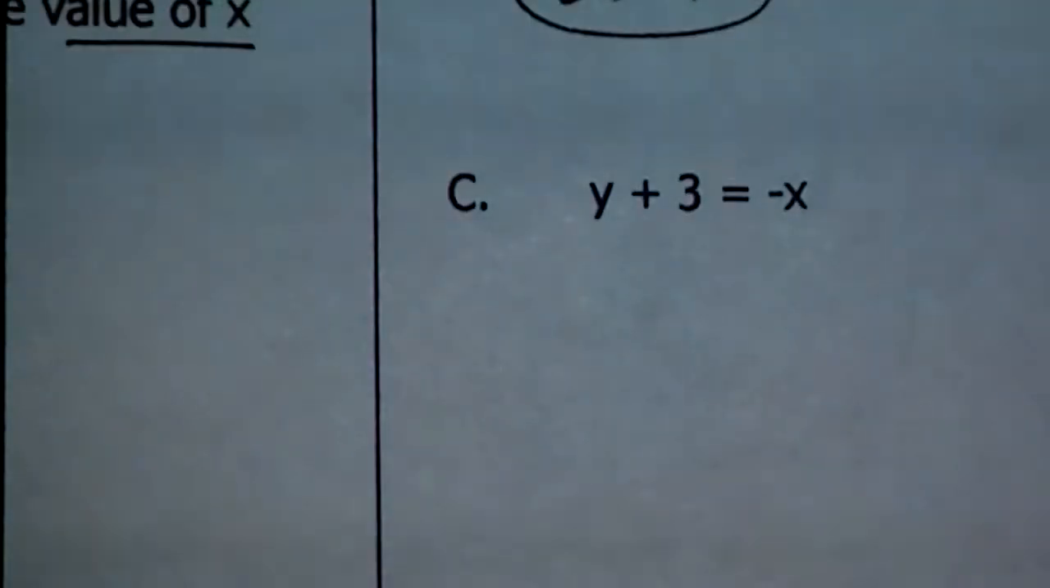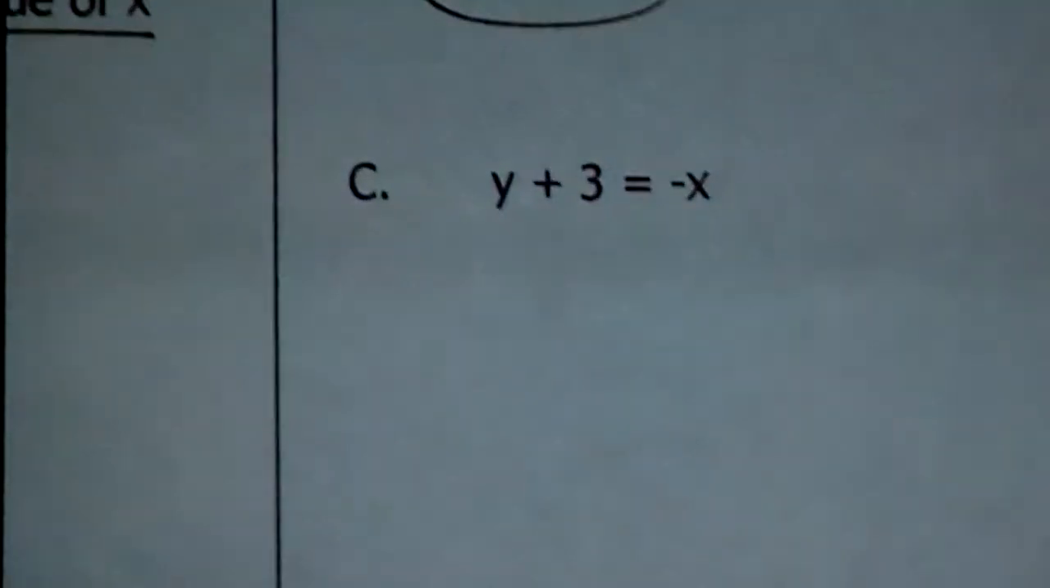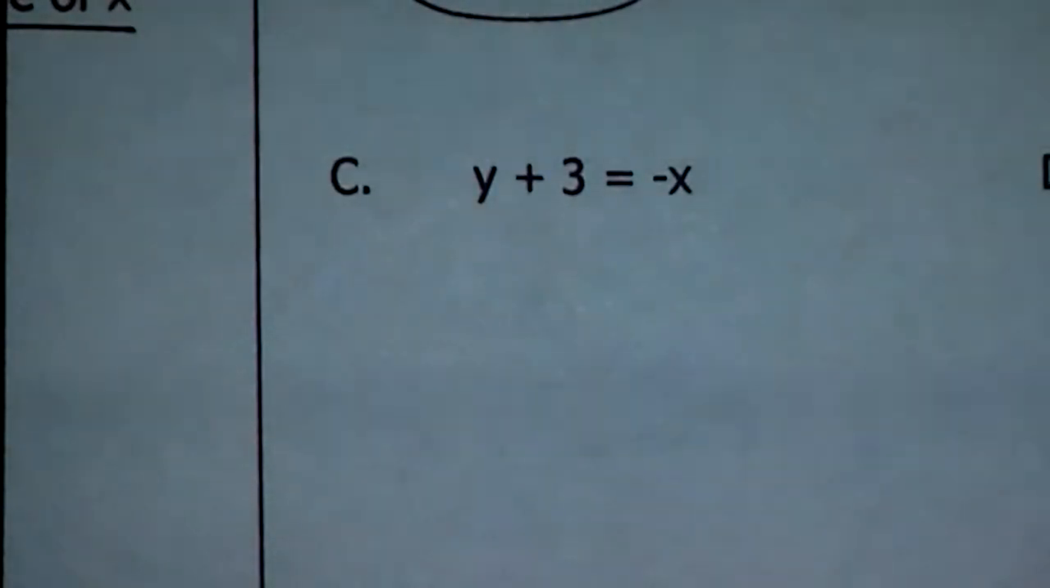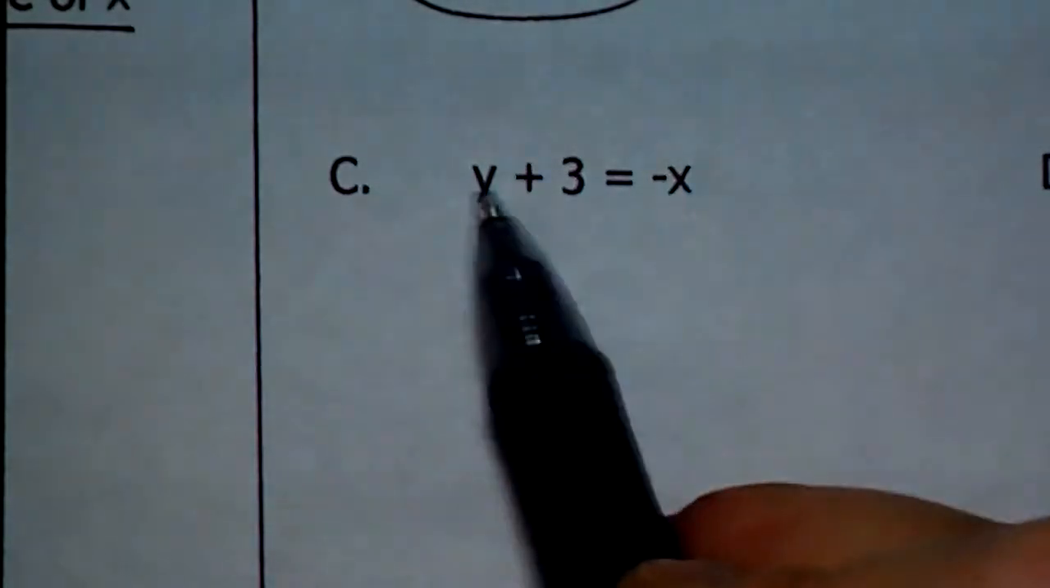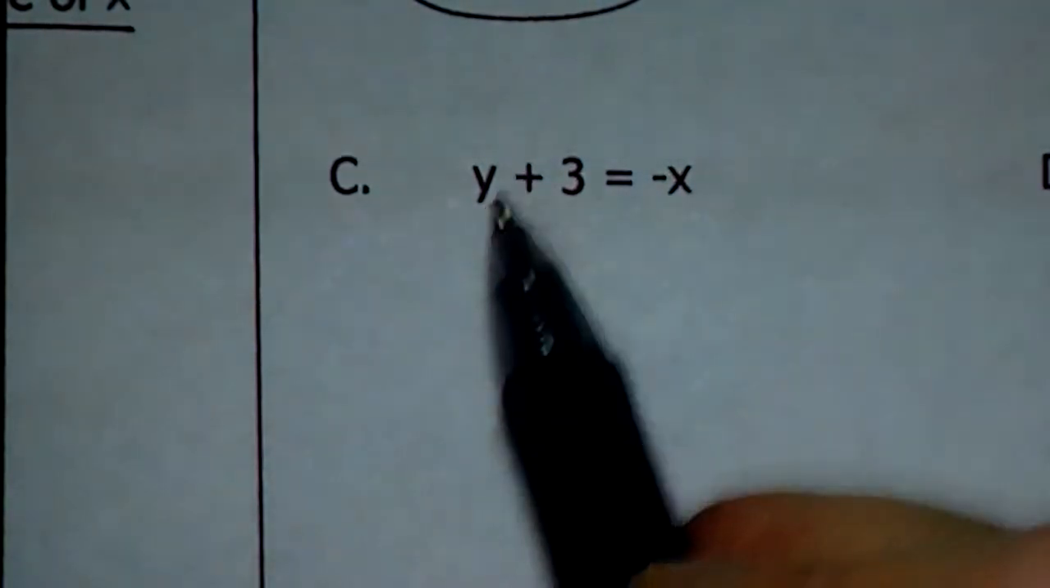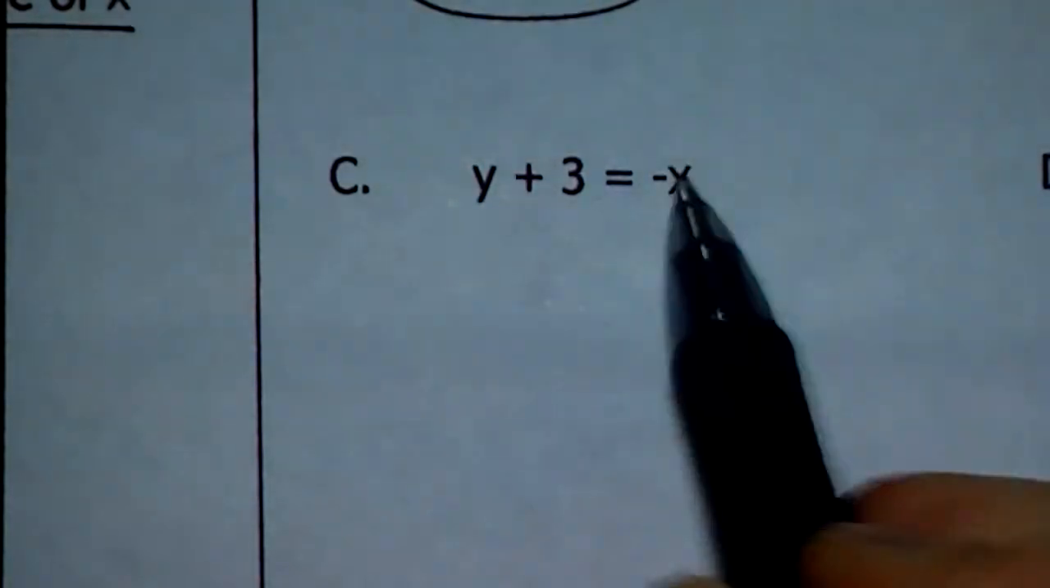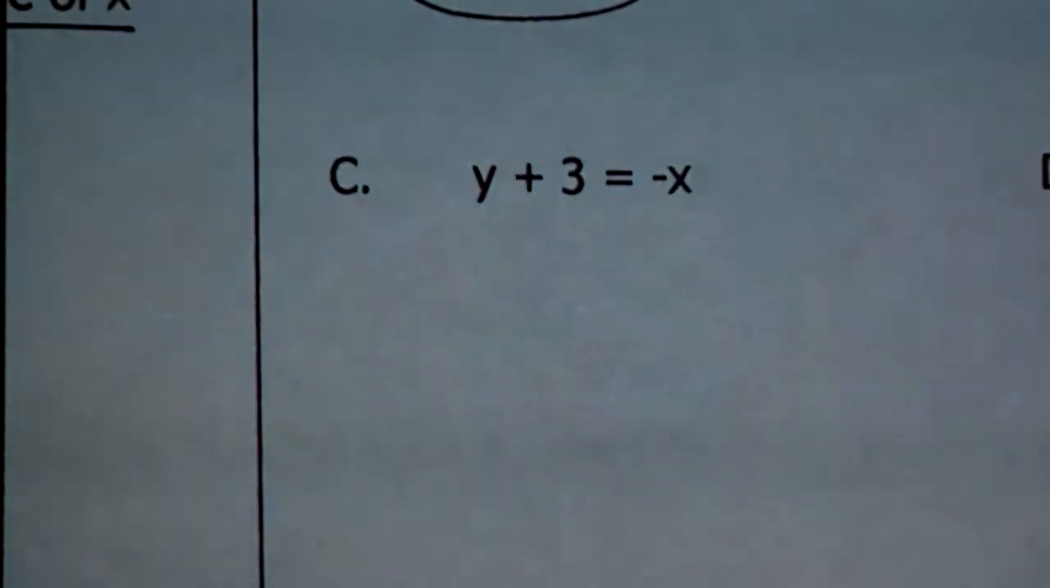Let's try another one here. Okay, now this one is not written in slope-intercept form right off the bat. So instead of rearranging it, I'm going to have you look at this a little bit differently. We said that we find the x-intercept by plugging 0 in for y. To find the y-intercept, we could just plug 0 in for x if we wanted, right?